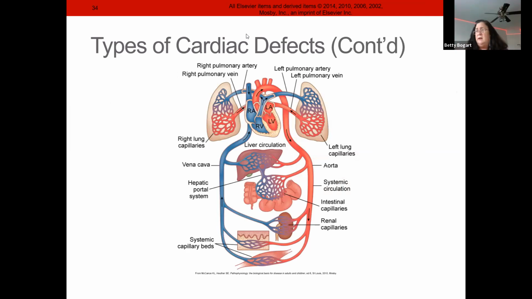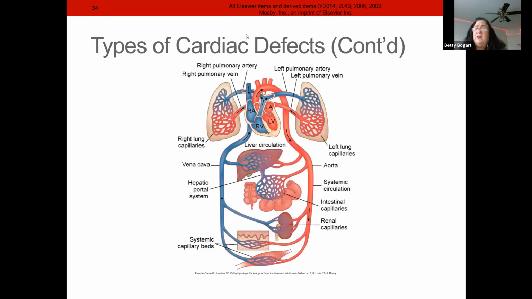So let's look at this little drawing here. I'm going to right now give you a drop of blood, and I'm going to go through the heart. You need to know where it goes in order to understand where the blood goes if there's a kink or if there's not an opening somewhere, okay? So let's look at it.